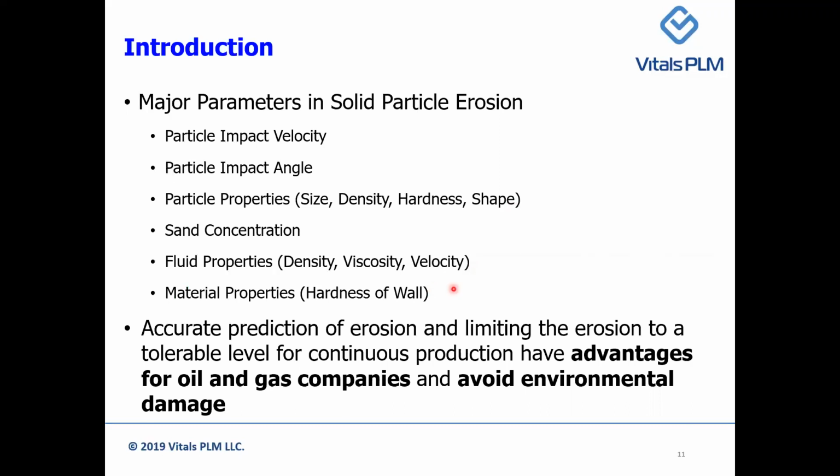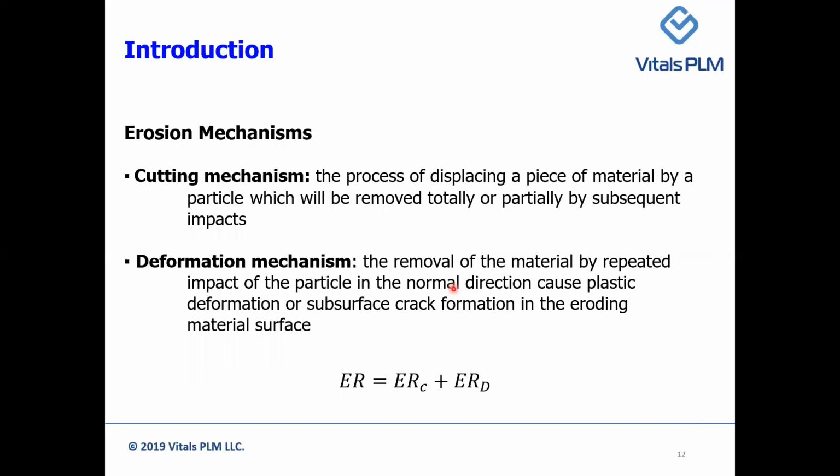So solid particle erosion can cause severe damage and even failure of equipment. So accurate prediction of erosion and limiting the erosion to a tolerable level for continuous production can save money for oil and gas companies and also avoid hydrocarbon releases and environmental damage. Erosion caused by particle impacts is due to two main mechanisms, cutting and deformation.